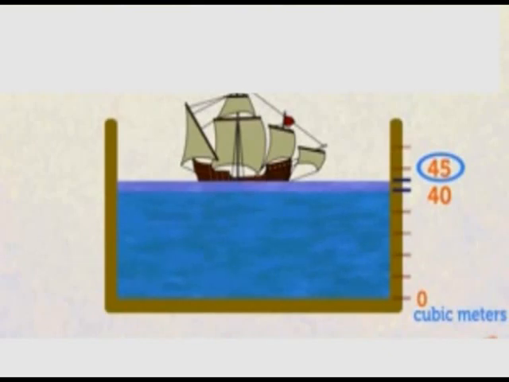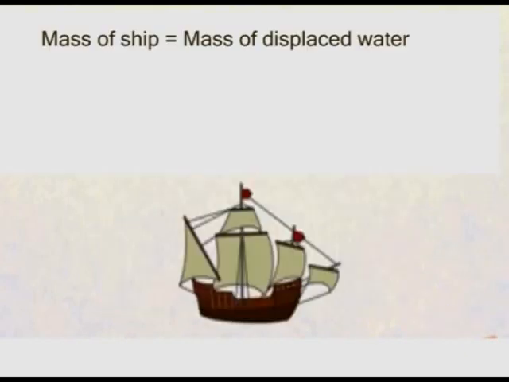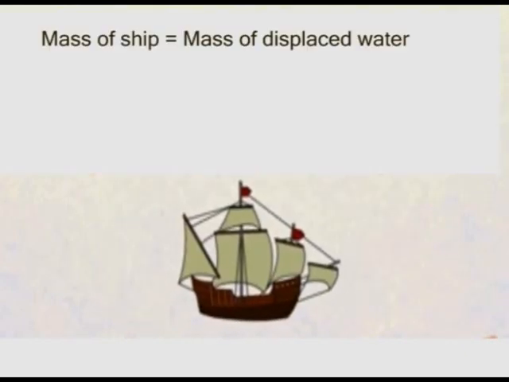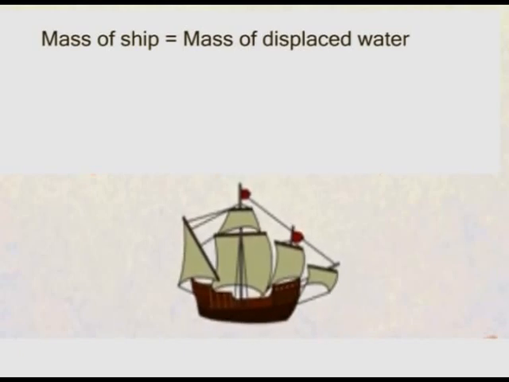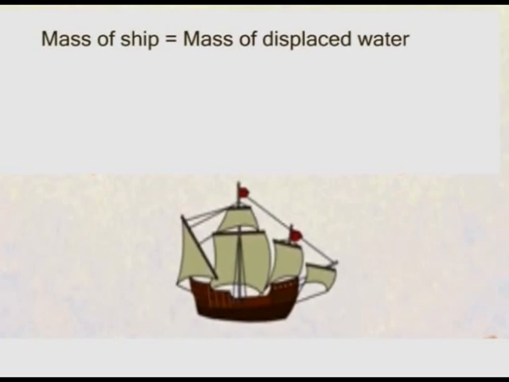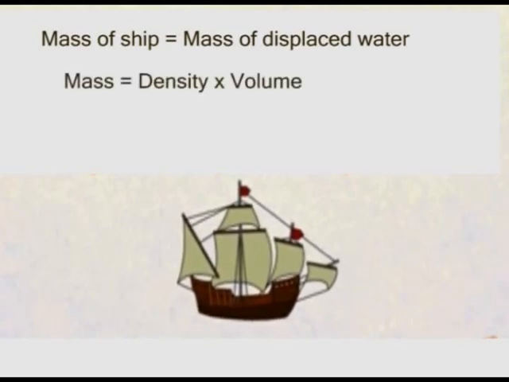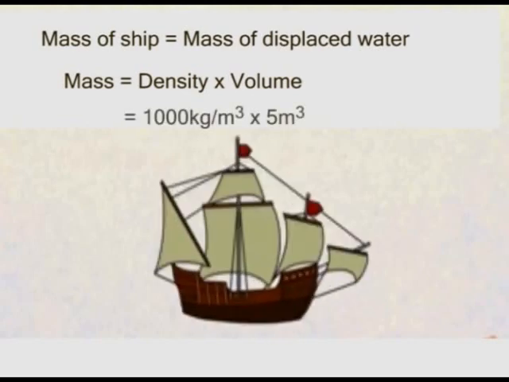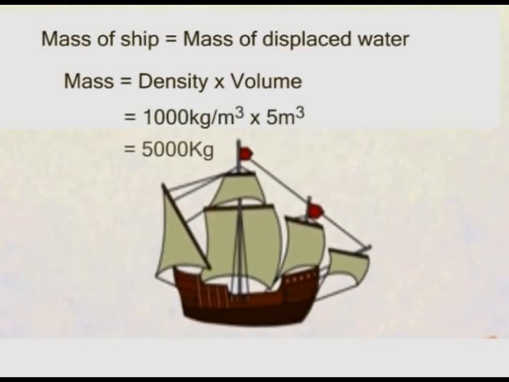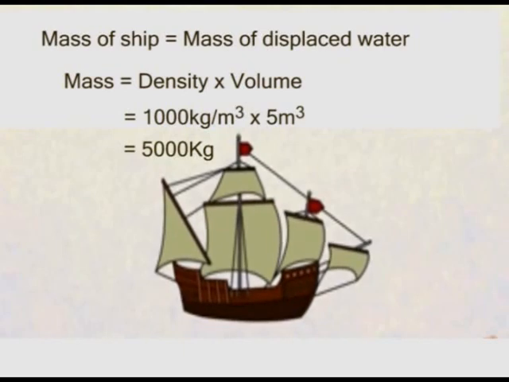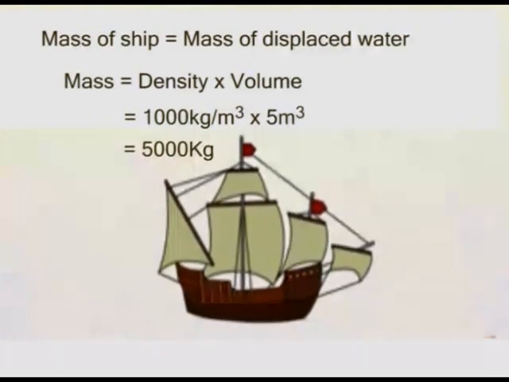The water level has increased by 5 cubic meters. So by the law of flotation, the weight of the ship is equal to the weight of the water displaced. Calculate the weight of the 5 cubic meters of water. Density is equal to mass over volume, and we know the density of water is 1,000 kilograms per cubic meter. Mass is equal to density times volume. Therefore, 1,000 times 5 gives us 5,000 kilograms or 50,000 newtons. This is equal to the weight of the ship.